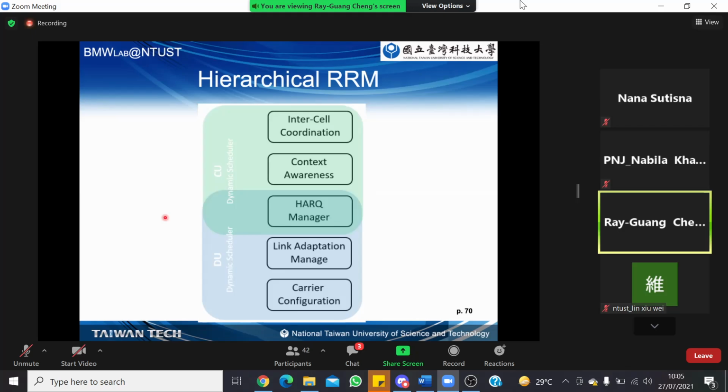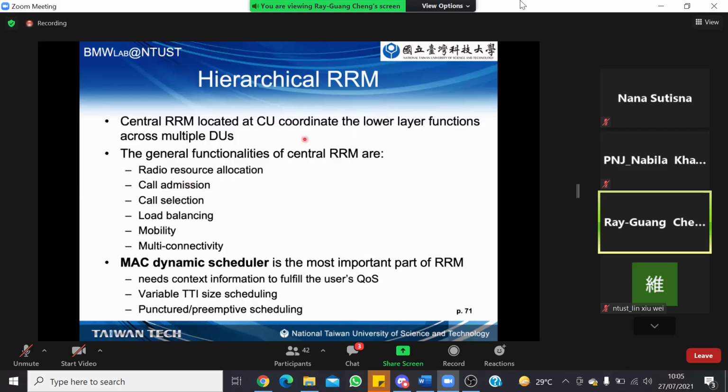We just mentioned we have different split options, but we need to understand the split also will affect the radio resource management. Here's an example showing different radio resource management functions. If you want to do something, it's also related to the decision. It will also affect the decision.